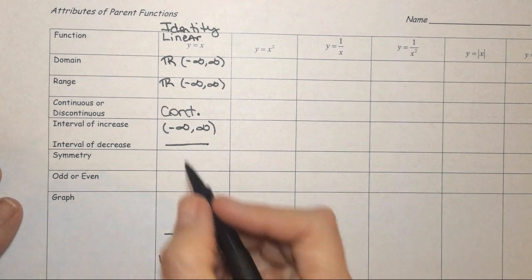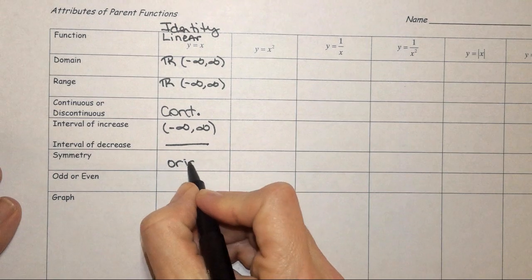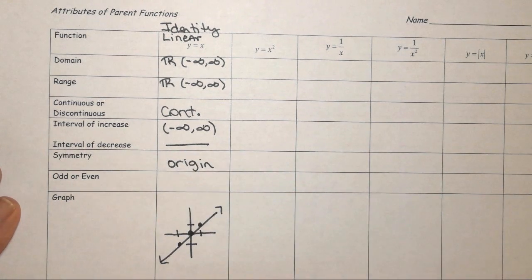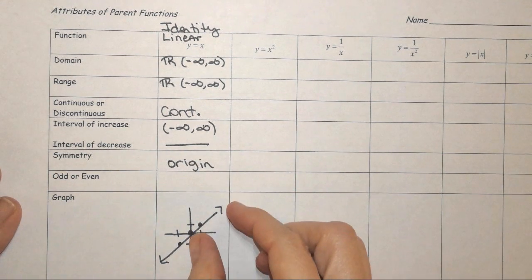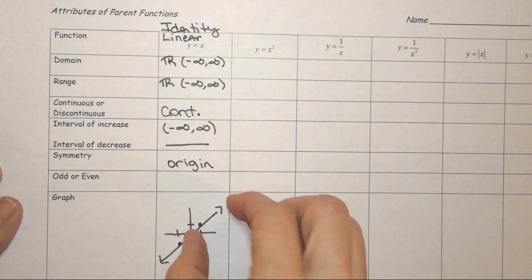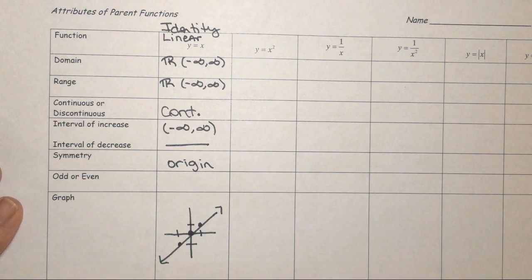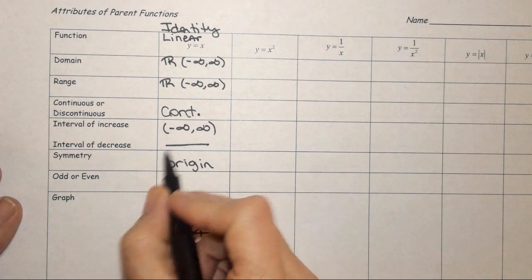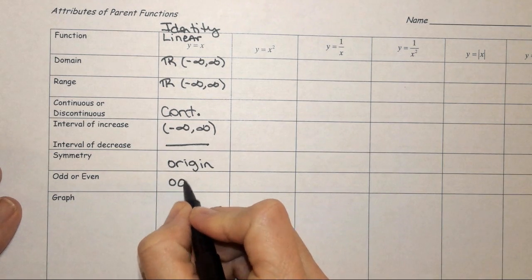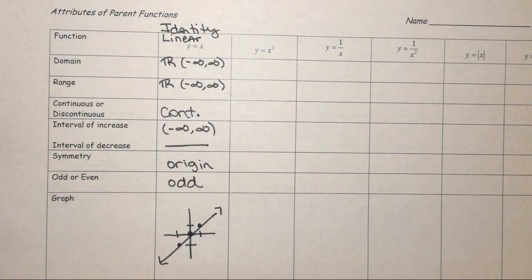This graph is symmetric to the origin. Remember what that means. It means I do a double flip. I can take this right-hand side of the graph, flip it over the y, and then flip it again over the x, and it'll lie on top of itself. Because it's symmetric to the origin, we're going to call it odd.